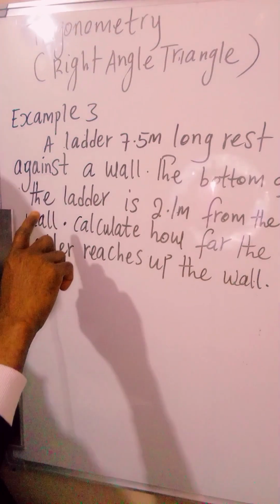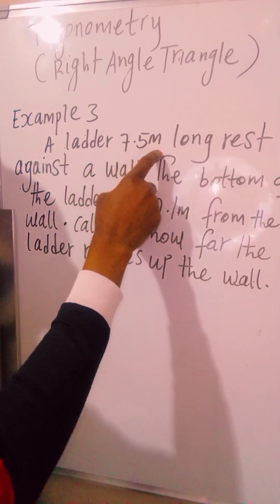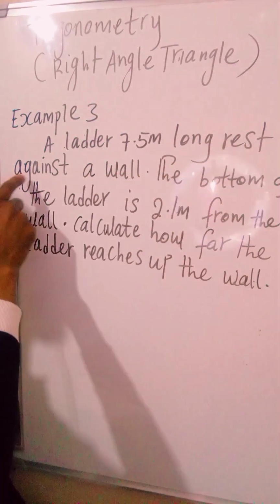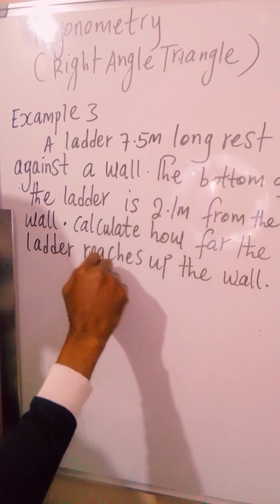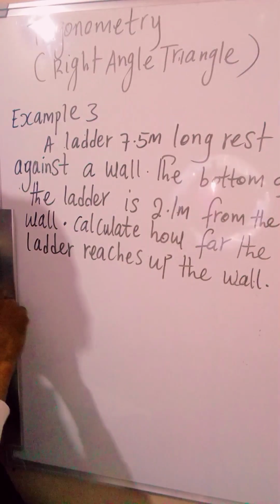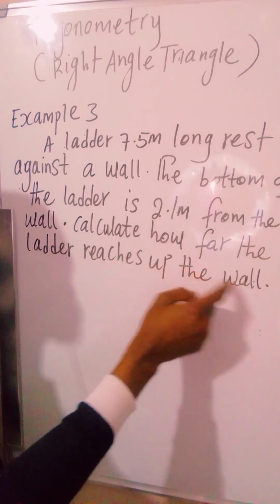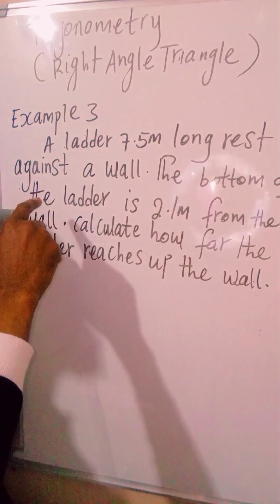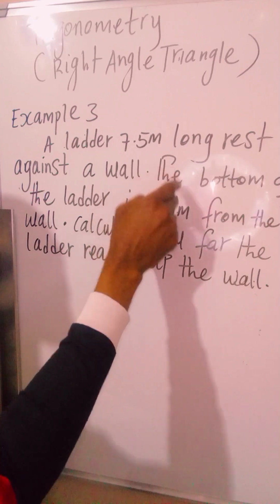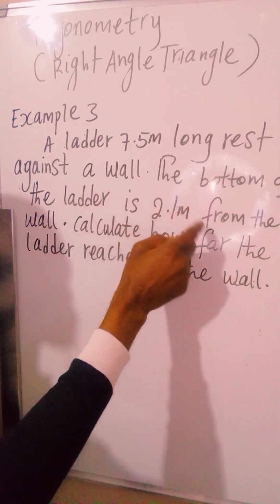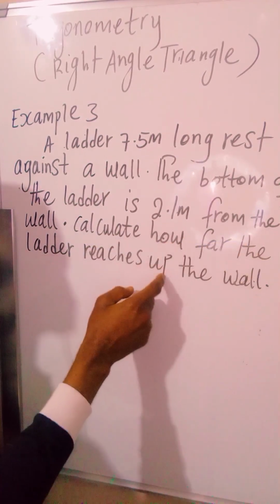So the question says, a ladder 7.5 meter long rests against a wall. The bottom of the ladder is 2.1 meter from the wall. The question now says, calculate how far the ladder reaches up the wall. Let me read again. A ladder 7.5 meter long rests against a wall. The bottom of the ladder is 2.1 meter from the wall. Calculate how far the ladder reaches up the wall.